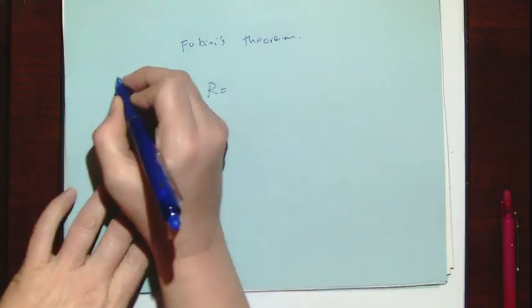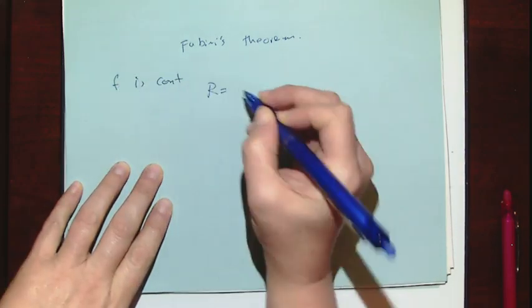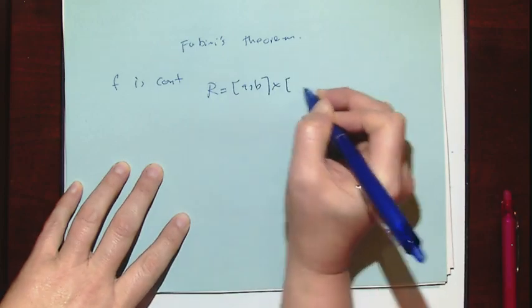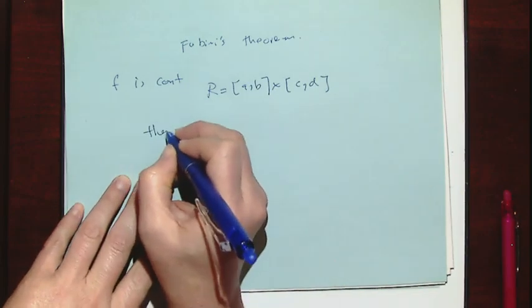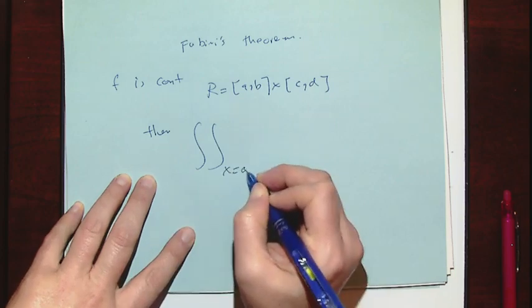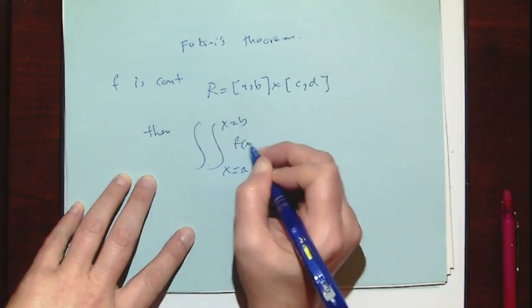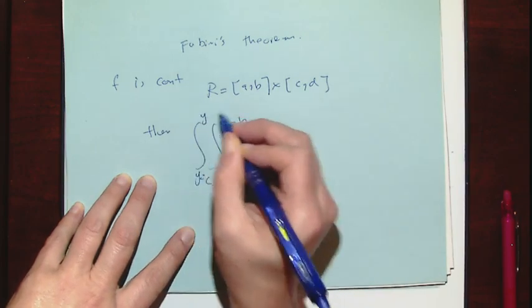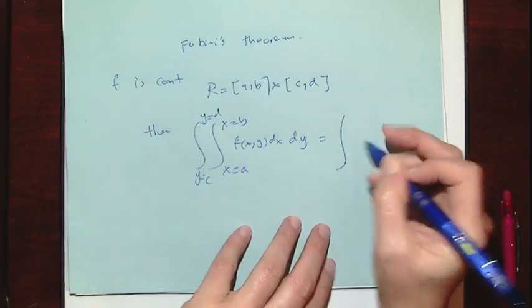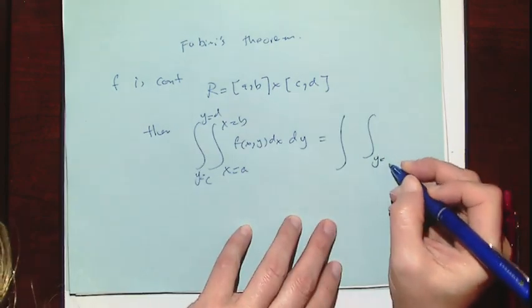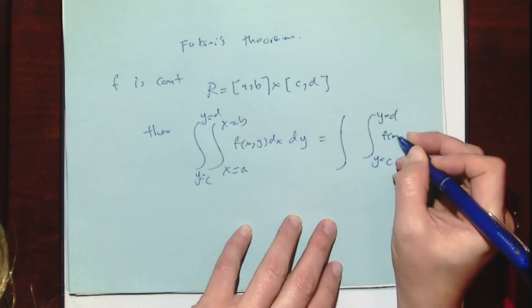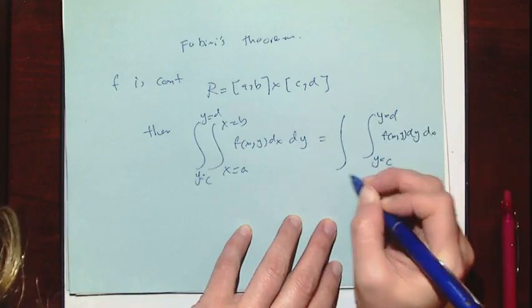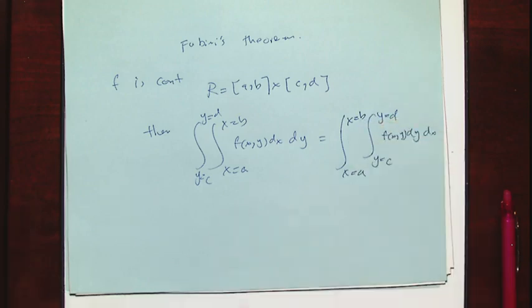So if f is continuous on this region, then the integral from x equal to a to x equal to b of f of x and y dx, then dy from y equal to c to y equal to d, is equal to the integral, this time inner from y equal to c to y equal to d, of f of x and y dy, then dx. So you can switch the sides.